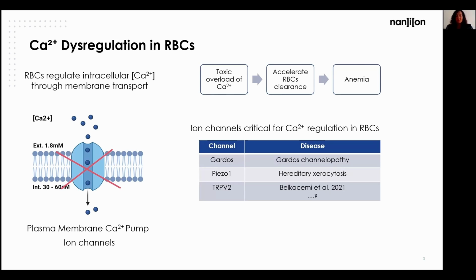And the most recently discovered, at least compared to the other two channels, is TRPV2, discovered in red blood cells in 2021 in this nice study from Rab. And its role in physiological and pathophysiological function in red blood cells is still ongoing.